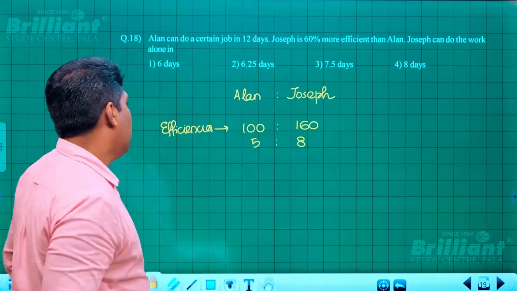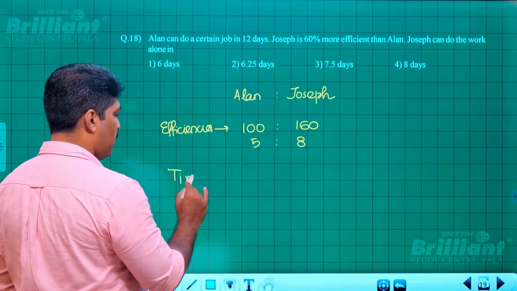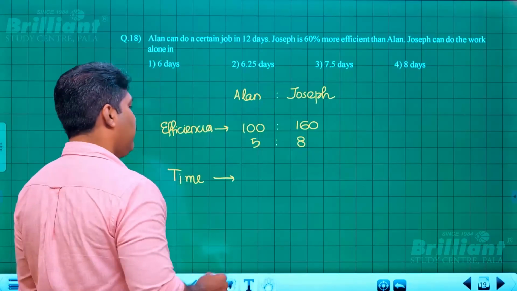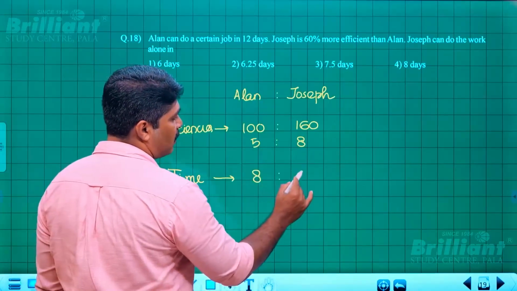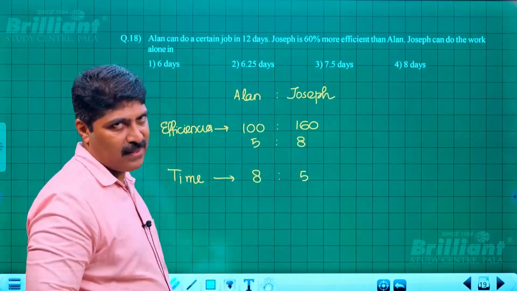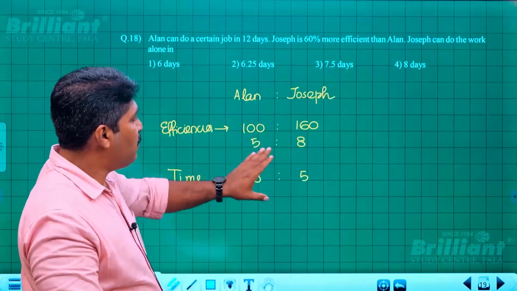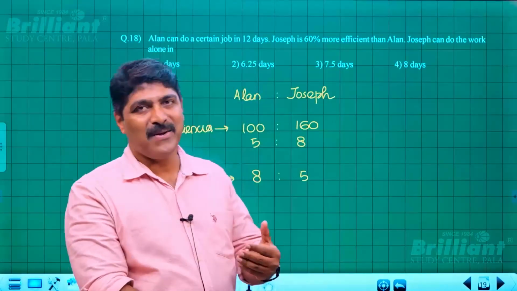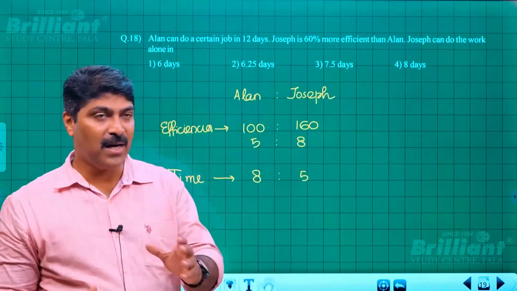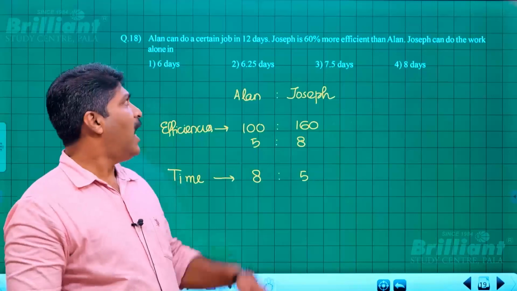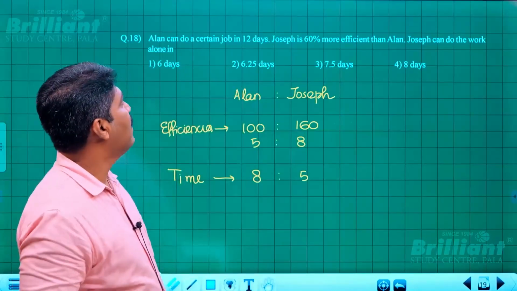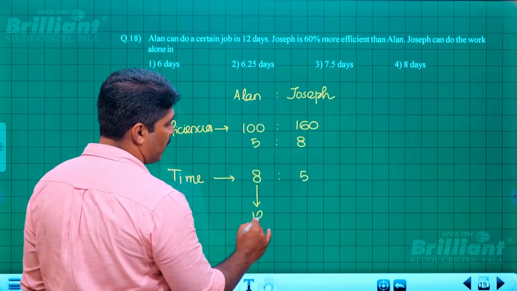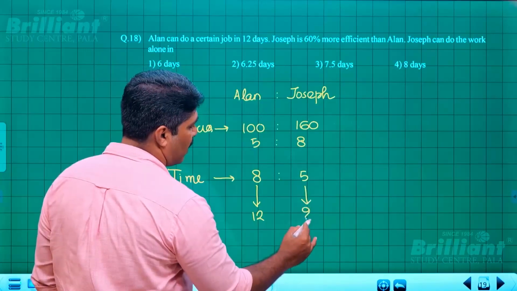So here is the time ratio. If we are thinking about the same quantity of work, the ratio of the time is the inverse of the ratio of their efficiencies. As the efficiencies of these two persons are in the ratio 5:8, the time requirement for the completion of a constant work is 8:5. And which data is available here? Alan can do a certain job in 12 days. So this 8 is representing 12 days. Then 5 is representing how much?